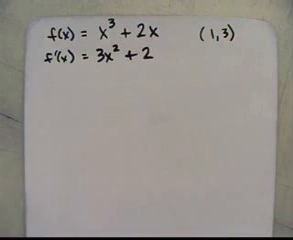Okay. So (1, 3) is a point on the graph. I want to find the slope right at that point right there. So my graph looks like this. I want to find the slope of that tangent line.